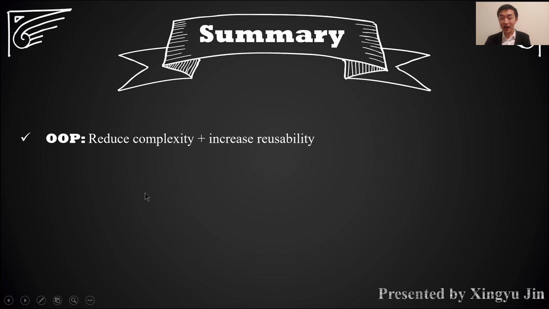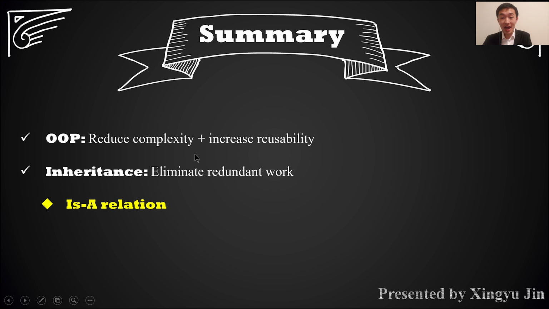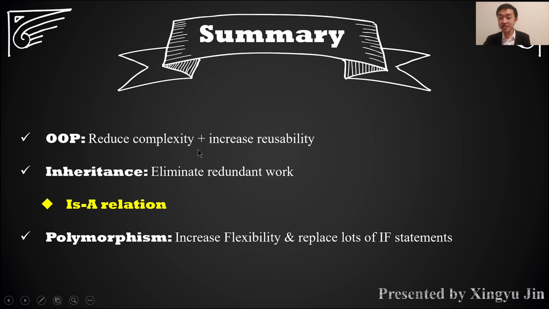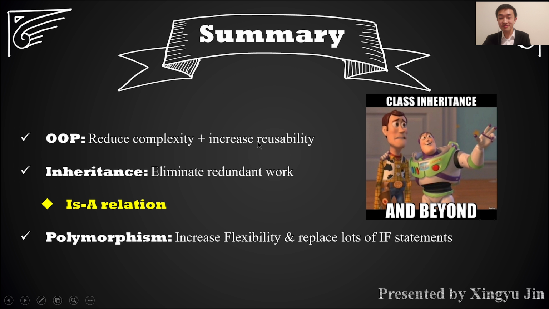Just a wrap-up of what I have done today. With object-oriented programming, we can reduce complexity and increase reusability. With inheritance, we are able to eliminate so much redundant work. And with polymorphism, we are able to increase flexibility and replace a lot of if statements with different cases for all the subclasses.